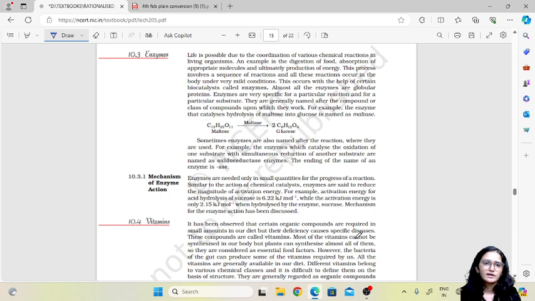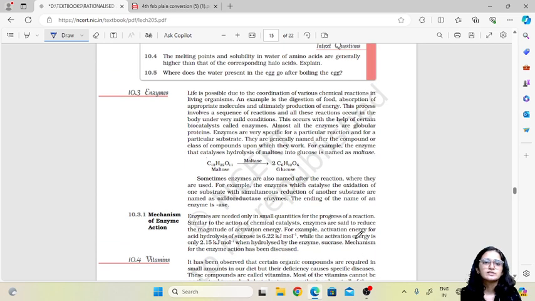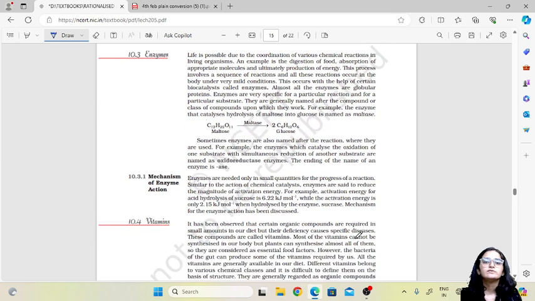Then next we will see about enzymes. As we have learnt in surface chemistry, enzymes are the biological catalyst. So life is possible due to coordination of various chemical reactions in the living organism, and to carry out those reactions more efficiently we require enzymes. So this process involves a sequence of reactions, and all the reactions occur in the body under very mild conditions. So this occurs with the help of certain biocatalysts called enzymes.